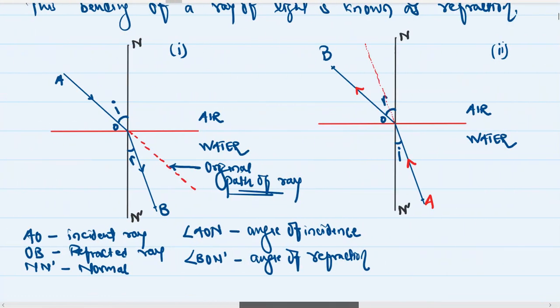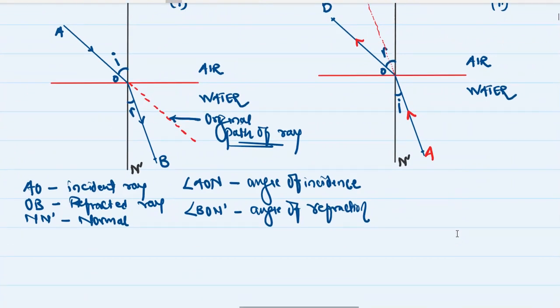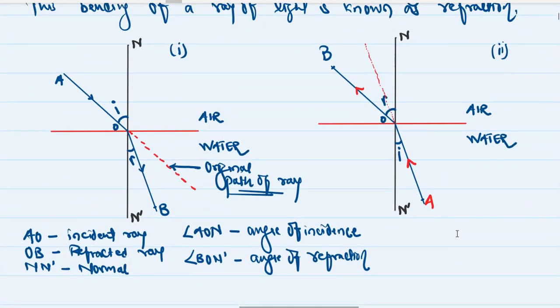Now in these three cases, there are certain facts which we have to emphasize. In the first case, the fact which I want to tell you is, whenever a ray of light enters from a rarer to a denser medium, rarer to denser, air is a rarer medium, R-A-R-E-R, rarer. Water is a denser medium.